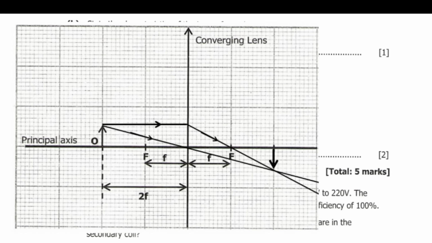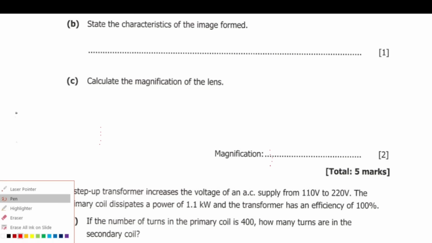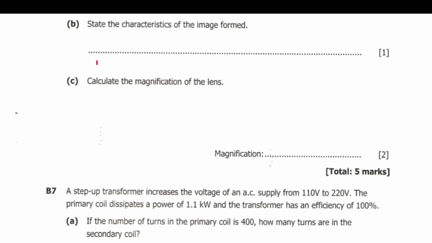So when you look at the number of boxes here, you have 1, 2, 3, 4, 5. Even here you have 1, 2, 3, 4, 5. So you can say that the image is the same size as the object. So those are the characteristics that we have noted here. So we can say, the image is real, inverted, same size as the object. But here you needed to just state one. So if you stated this one, fine. Or if you stated this one, fine.